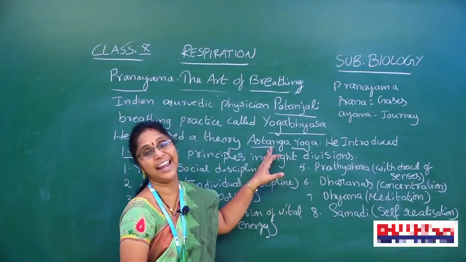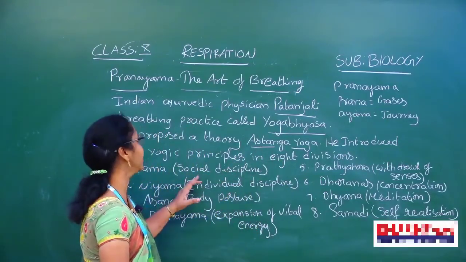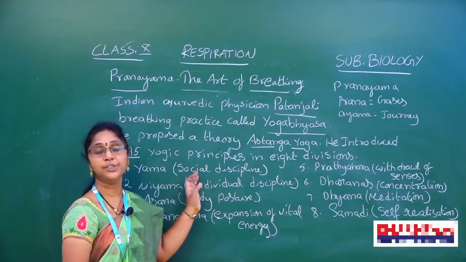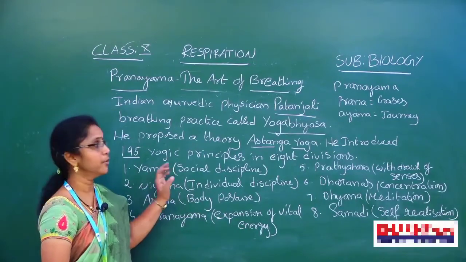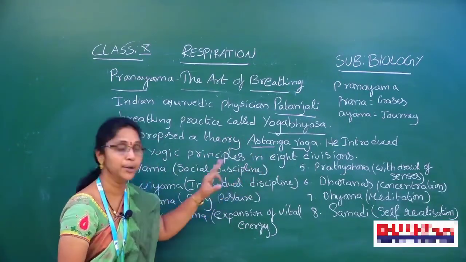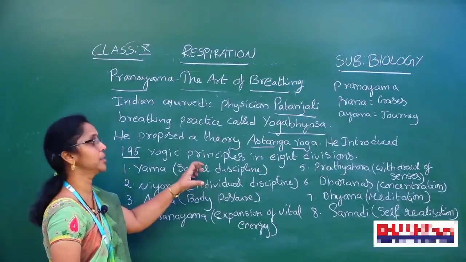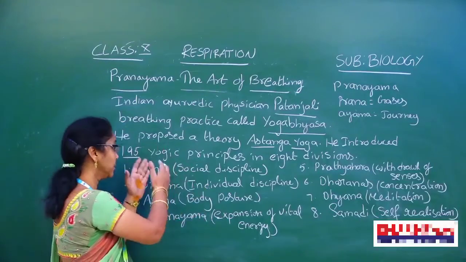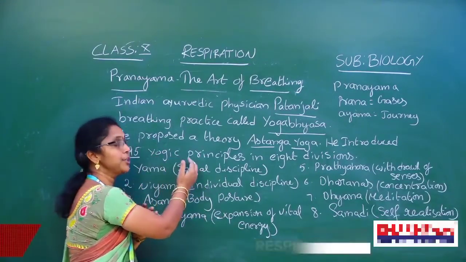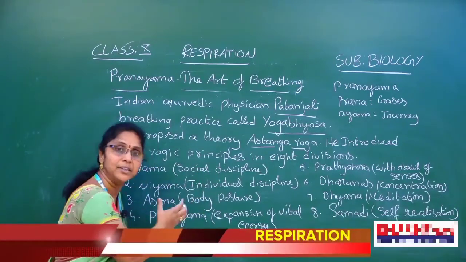Ashtanga means 8. He introduced 8 principles among the 195 yogic principles. He introduced this theory, which is nothing but Ashtanga Yoga. Ashtanga means 8. In these 8 divisions, he introduced 195 yogic principles. What are the 8 divisions?